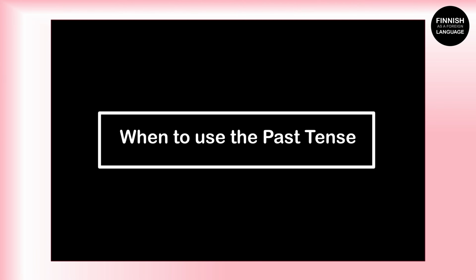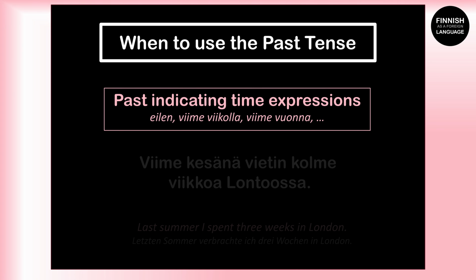Alright, let's move on to our third chapter, when to use the past tense. We use the past tense when we have past indicating time expressions. So when we have in a sentence expressions like eilen, which means yesterday, viime viikolla, last week, or viime vuonna, last year, then we have to use the past tense.